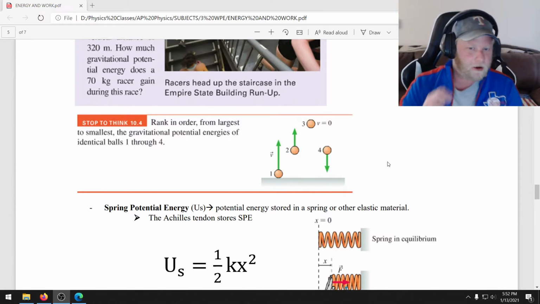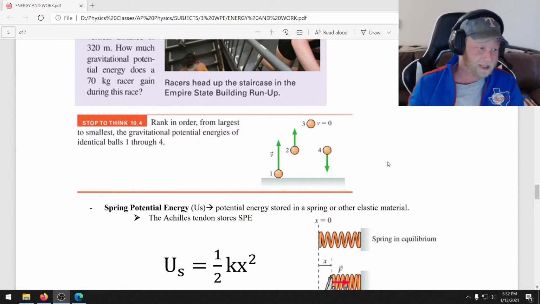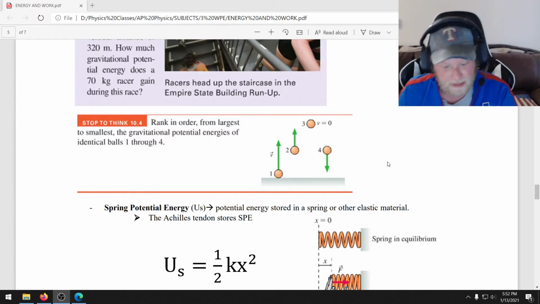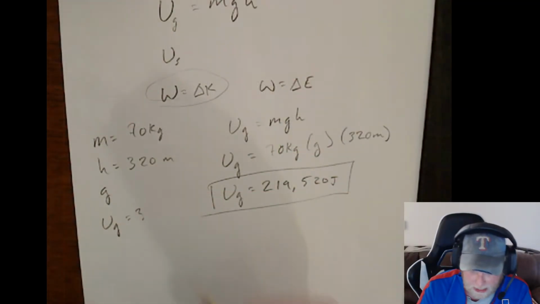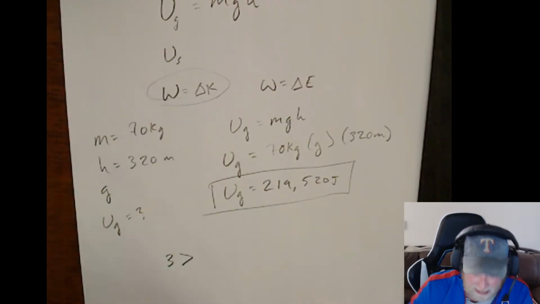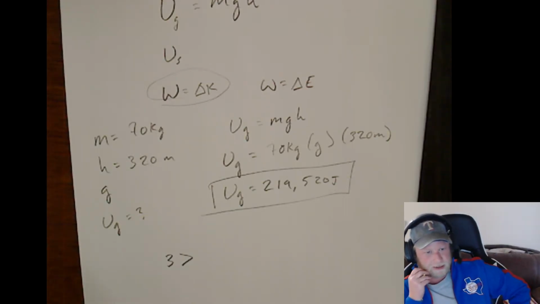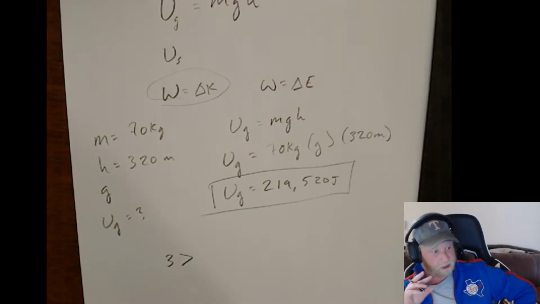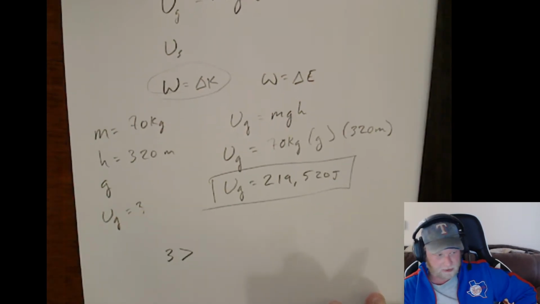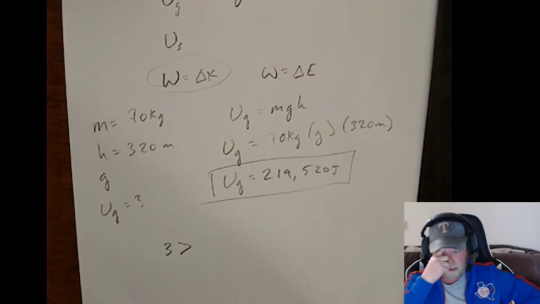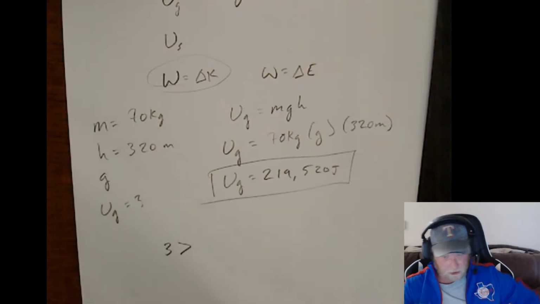Alright, so they all have identical masses. They're all on the same planet, so they're all experiencing the same acceleration due to gravity. So we know that 3 has the most gravitational potential energy. Now, where a good number of first level physics students go wrong is looking at 2 and 4.